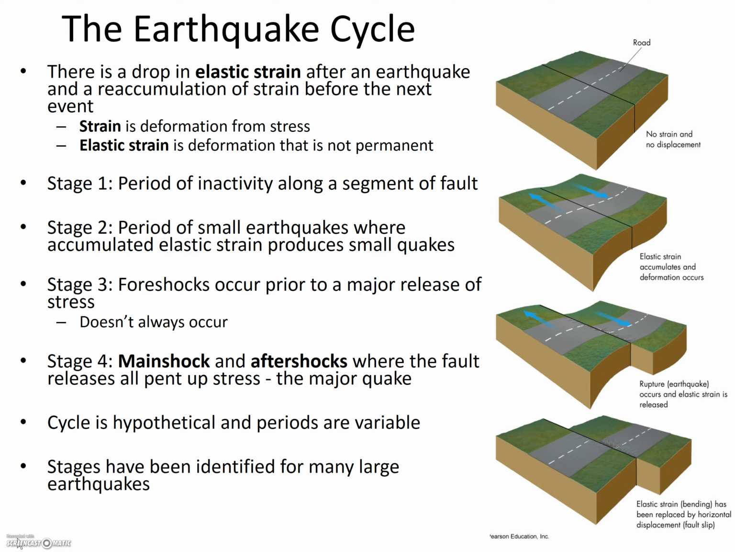The earthquake cycle is depicted in this series of images. No strain and no displacement. Elastic strain accumulates and deformation occurs. Rupture, earthquake occurs, and elastic strain is released. Elastic strain, bending, has been replaced by horizontal displacement, fault slip. What type of fault is this? Strike slip.